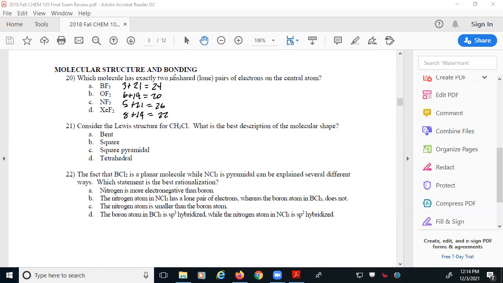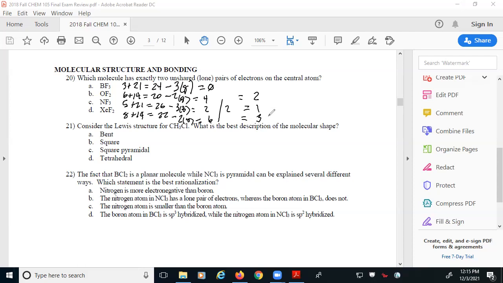So if I subtract out, I need 3 groups of 8 for the fluorines here. That's 24. There are no electrons left over for the boron. 2 groups of 8 for the oxygen difluoride. There are 4 electrons left over for the oxygen. 3 groups of 8 on the nitrogen, leave 2 for the nitrogen. 2 groups of 8, 22 minus 16, 6 electrons left on the xenon. Divide each of those by 2. I'd have 2 lone pairs, 1 lone pair, 3 lone pairs.